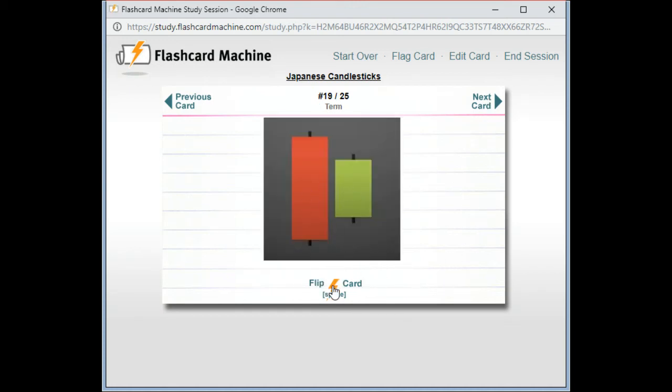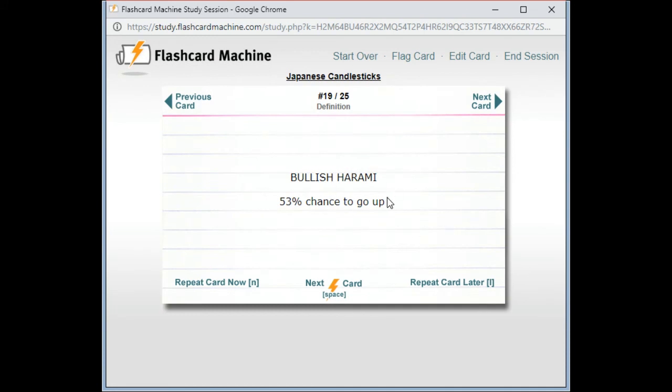Here's another one. Inside bar, obviously. It's bullish harami. Again, very similar, 53% chance to go up. But again, guys, when we look at the 60 anchors, or when we look at the trading intraday, when we have the VWAP on our side and some momentum, there's higher probabilities. But here, 53% chance to go up.